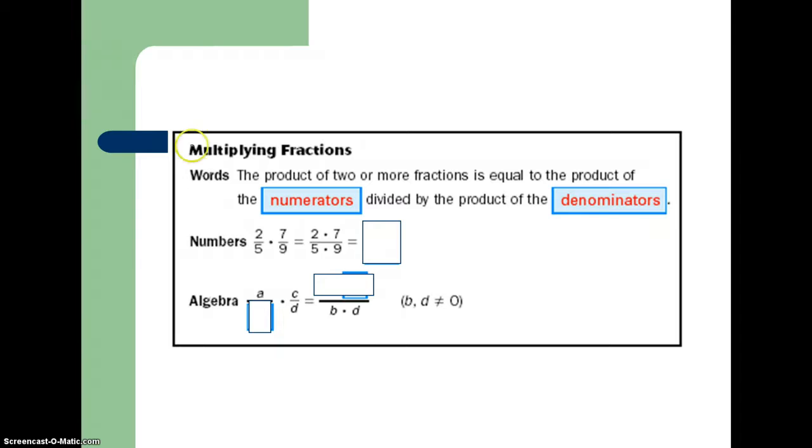Essentially what you were doing is you were taking 2 times 7 in the numerators, so you're multiplying straight across, 5 times 9 in the denominators, and make it into a fraction. 2 times 7 is 14, 5 times 9 is 45. That is your answer. Remember, you always do need to simplify if possible. The algebra just tells you it works with any number as long as b and d in your denominators are not 0.